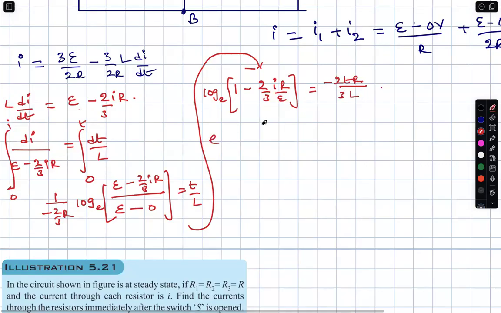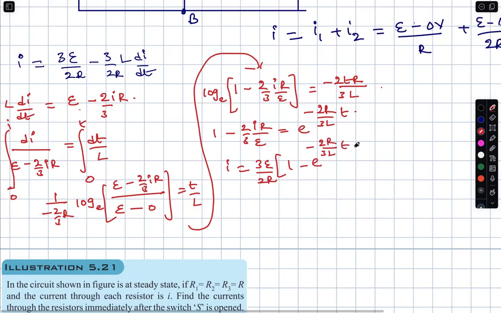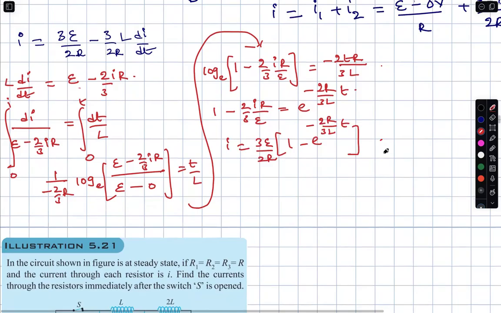Now I got the point. Rearranging this: 1 minus 2 by 3 I into R by E is e to the power of minus 2R by 3L times t. So I is 3E by 2R times 1 minus e to the power of minus 2R by 3L times t. That's the deal.